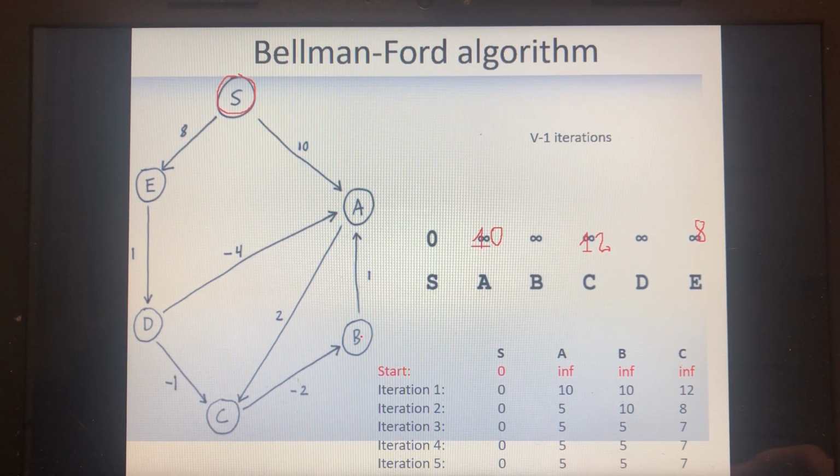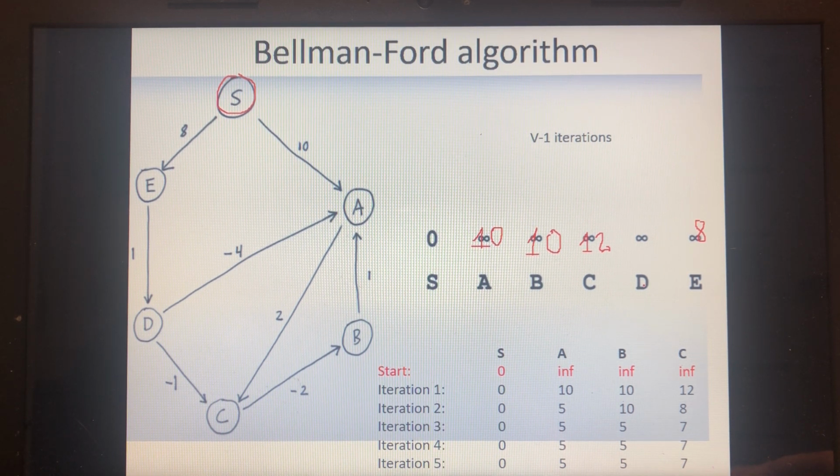Now when we are visiting B, from B we can go to A by 1, but we don't know how to get to B yet. We don't know the distance to B, so it would be infinity plus 1, and we cannot write anything yet. So we leave it and go to C. We know how to get to C because the distance is 12: we go from S to A, at A it is 10, to C plus 2 it is 12. From C we can go to B with the cost of minus 2. So 12 minus 2 would be 10 here.